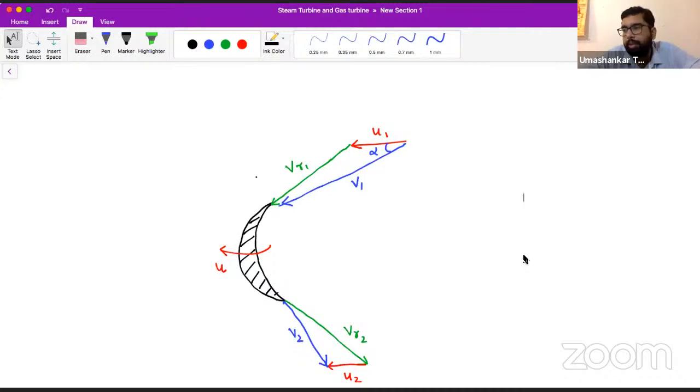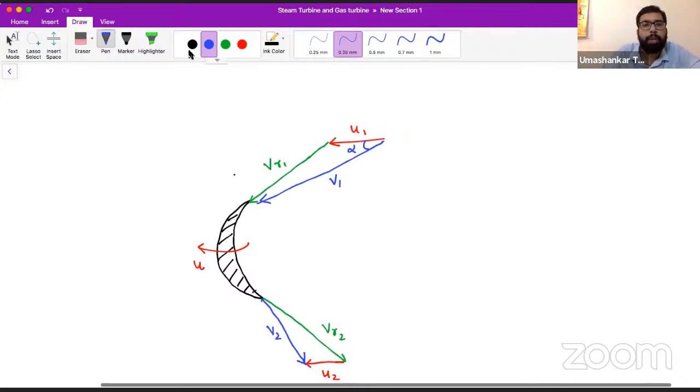Those who are live in this session may ask me if there is any doubt in making this velocity triangle. How am I putting the direction of u in this direction? Because I have assumed the blade is moving in this direction. So this must be very much clear to you.